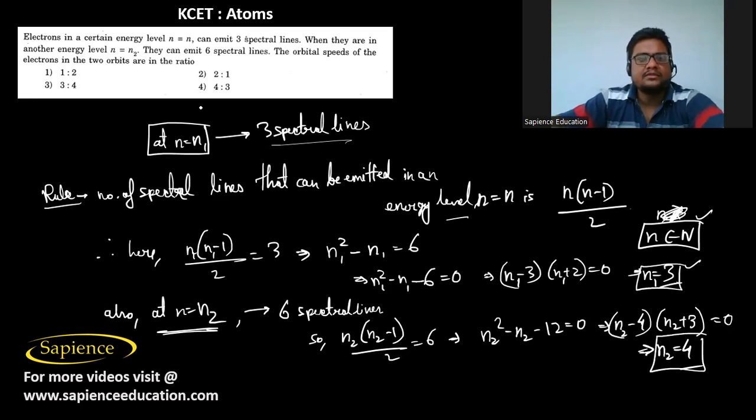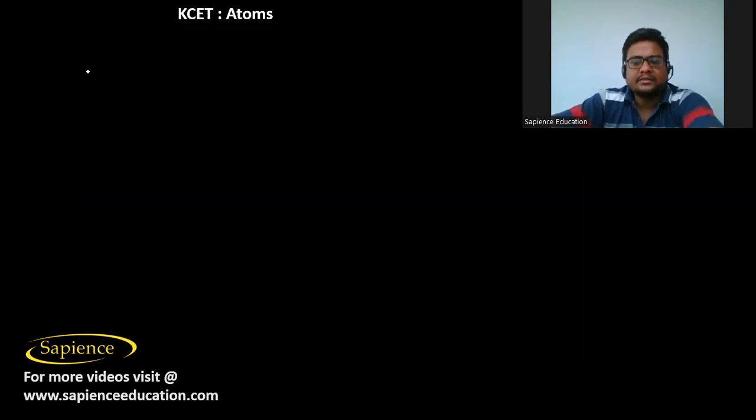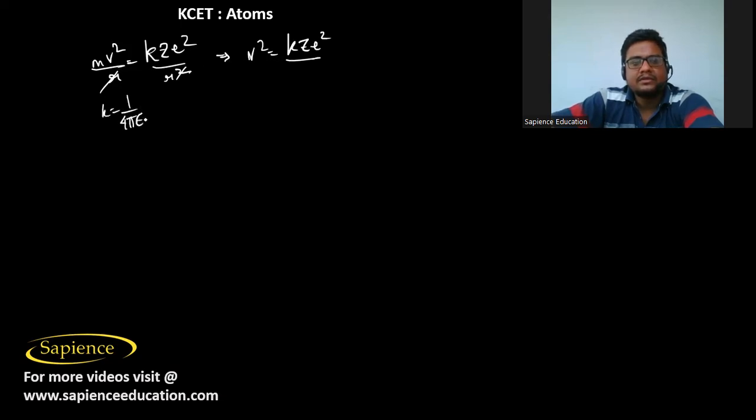So the orbital speeds of the electrons in the two orbits are in the ratio. Now orbital speed: we know that mv square by r is equal to kZe square by r square. So r will cancel, and v square equals kZe square divided by m into r, where k is equal to 1 by 4 pi epsilon naught, obviously. So therefore v is proportional to 1 by root over r.